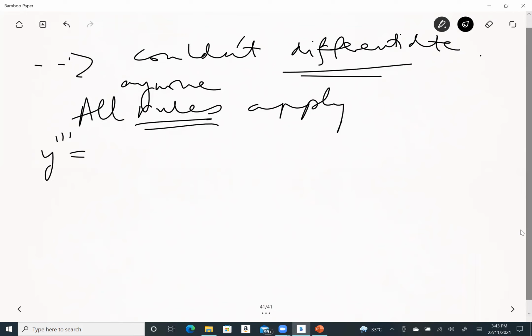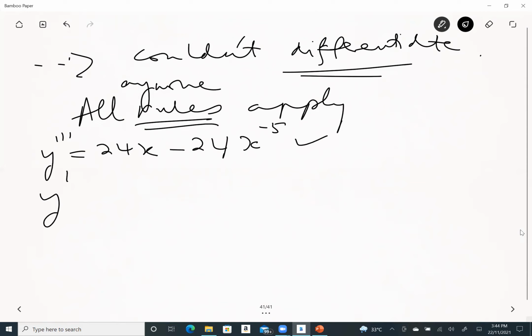You have y triple prime equal to 24x. Now 6 is a constant, so you get 0. And then I get 6 multiplied by -4, that becomes -24x to the power of -5. So that is the derivative. Of course, you can do it up to the fourth derivative and so on. You can continue. Now, if you look at this function here, what level of derivative can we continue to get?